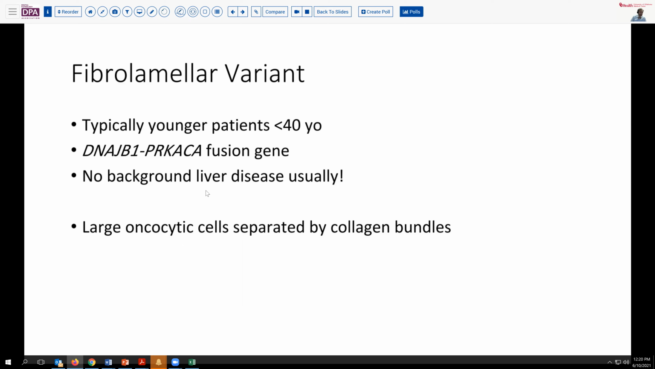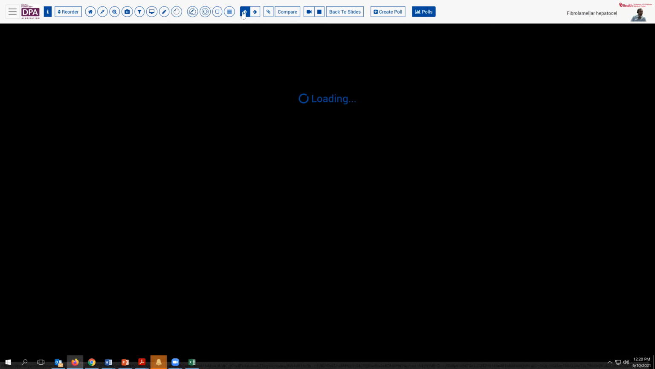So if you have a liver mass in a young patient that looks like it's going to be cancer, the clinicians are going to say, well, is it fibrolamellar carcinoma? When it doesn't look like the usual fibrolamellar, then they'll usually want you to send this fusion gene test out to verify or to rule it out. Morphologically, these are generally characterized by very large oncocytic cells with interspersed collagen bundles. Well, that's very easy to say, but maybe a little bit more difficult to identify.